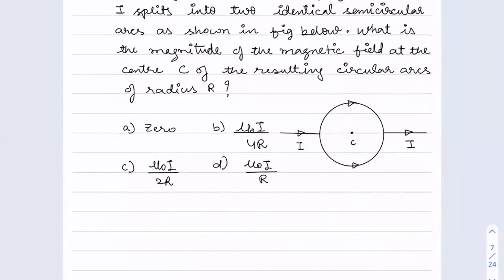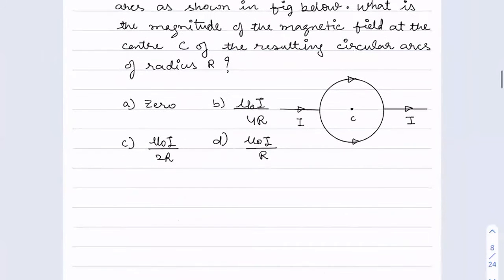Okay. So the next question is the third one. A straight conductor carrying a current I splits into two identical semicircle arcs as shown in the figure below. What is the magnitude of the magnetic field at the center C of the resulting circular arc of radius R? Okay, so the correct answer for this is 0.